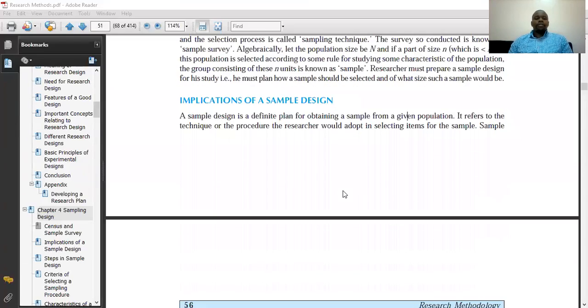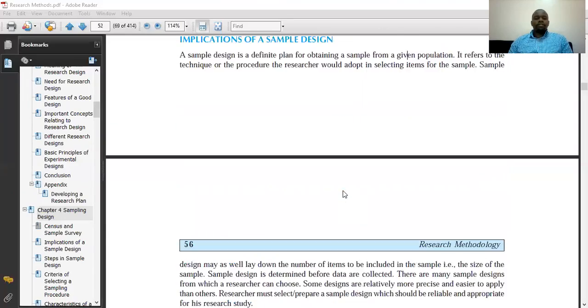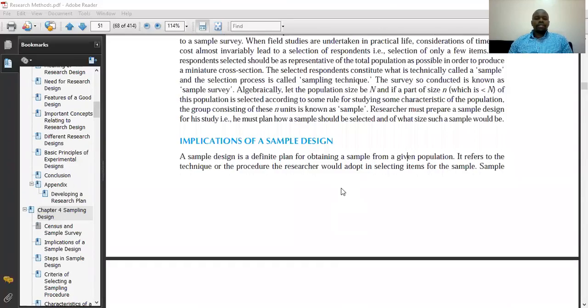All right, now the other term is a sample design. A sample design is basically a definite plan for obtaining a sample from a given population. It is a plan that you use when you are sampling. Because there is a process of sampling, and we are going to look at it. That process of sampling is called the sample design.